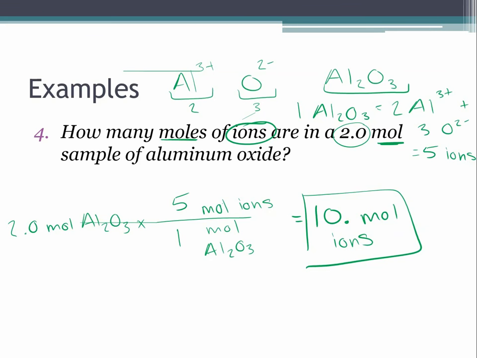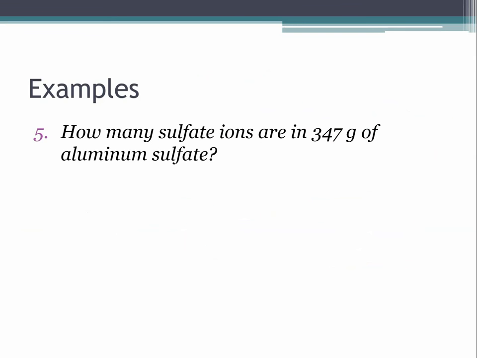All right, we have one more example, and it puts all of the steps together. We've sort of been doing different chunks of the same problem: moles to moles, grams to moles, moles to ions. We are going to do the whole thing now. Are you ready? You should be. Number 5 says, how many sulfate ions are in 347 grams of aluminum sulfate? We're going to have to do the whole thing here, from grams through moles all the way to individual ions.